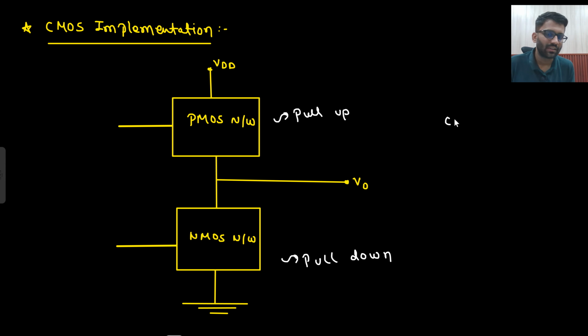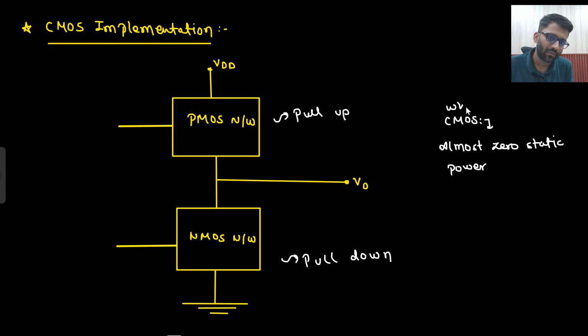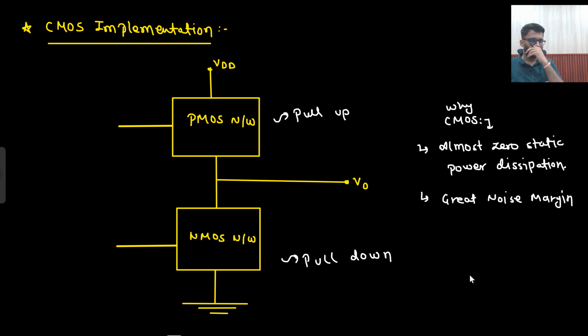But what can be asked? Why CMOS? Almost zero static power dissipation. I am writing why CMOS: static power dissipation. Great noise margin. What do you mean by noise margin? We will study it in the next lecture. Even GATE students will study it. It has a great noise margin.